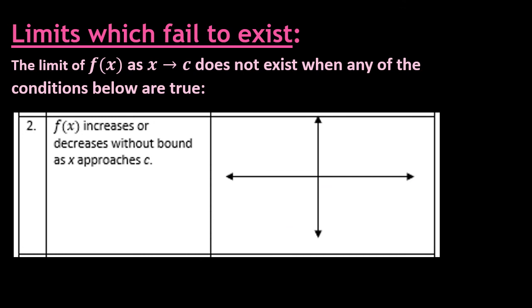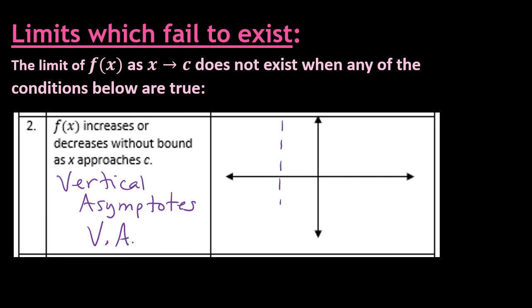All right, and then f of x increases or decreases without bound as x approaches C. So basically, this is talking about graphs with vertical asymptotes, better known in the future as a vertical asymptote, VA. So in this particular case, if we have a vertical asymptote at C, and this is going to be a rational function, so this is something that makes your denominator 0, and it's not a removable discontinuity.